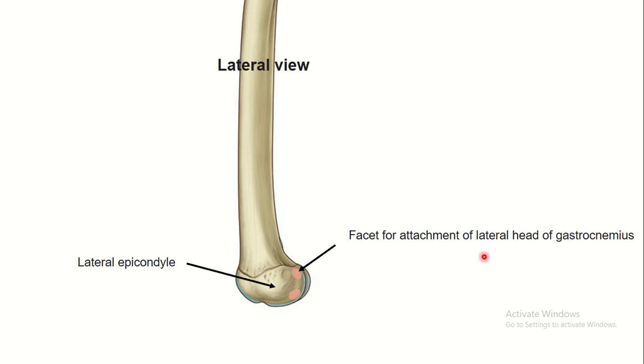One is the lateral head of gastrocnemius muscle, which is the muscle of the calf, posterior calf, one of the important large muscles of the leg, and the other, the lower part, is for the tendon of popliteus muscle. Popliteus muscle is the muscle of the popliteal fossa, and it's an important muscle that plays an important role during the locking and the movement of the knee joint. راح نتكلم عليها وين knee joint إن شاء الله.